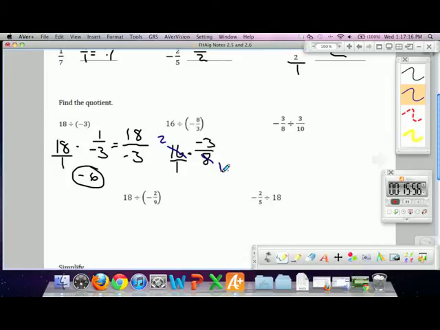Wait, but did you have to... Negative 6 and 1. Did you just simplify it after? Yeah. Nothing has changed. Flip the second guy and multiply. So this is negative 3/8 times 10 thirds.